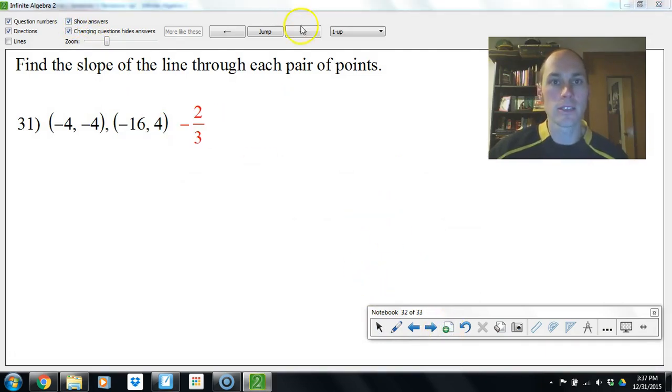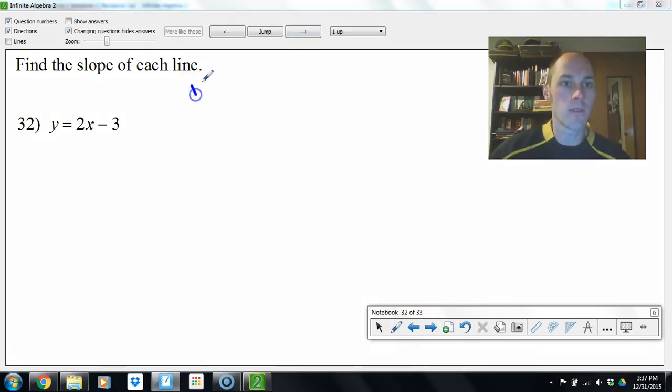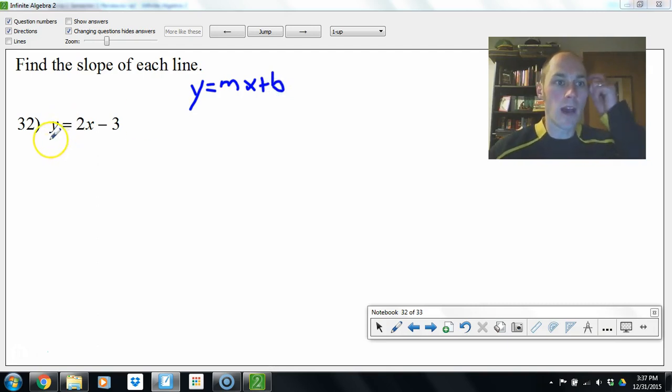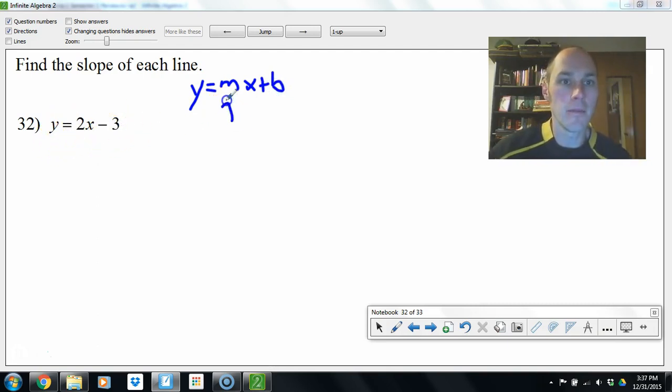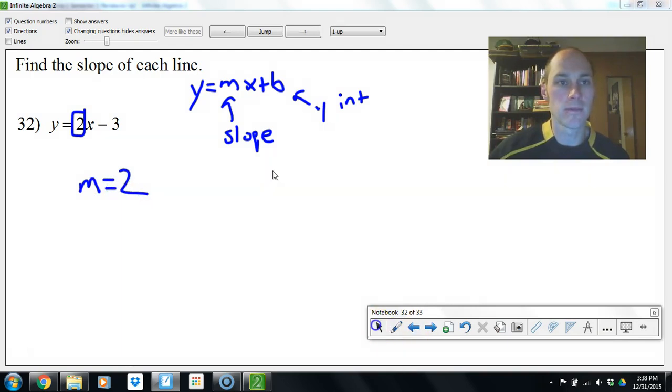Good. Next one. Slope of this line. Remember, if it's in slope-intercept form, it's pretty simple to find out what the slope is. Is this in slope-intercept form? Is the y by itself? If so, m stands for slope. Remember, m is the coefficient of x. b stands for the y-intercept. Okay, so we just take a look at this. What's the coefficient of x? 2. So our slope is 2 in this case.